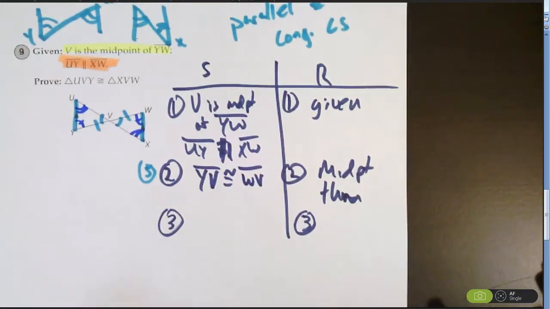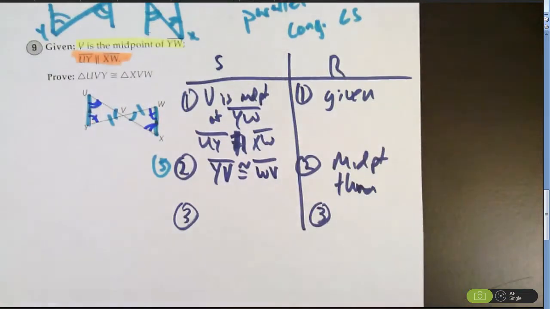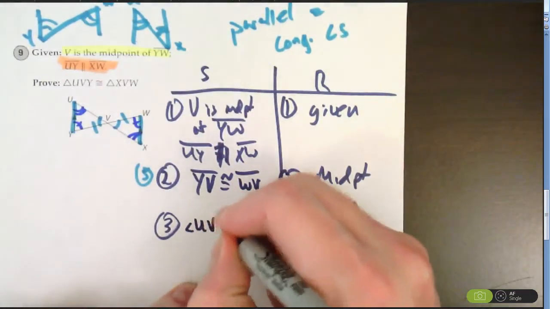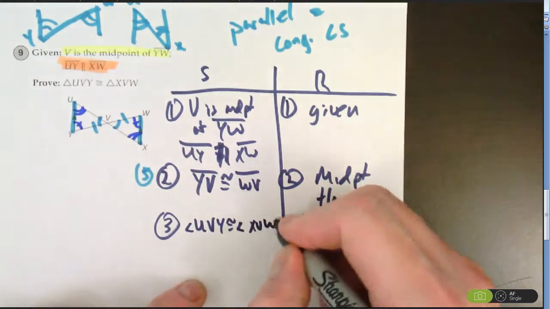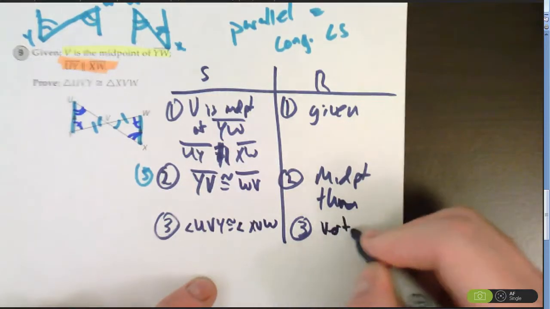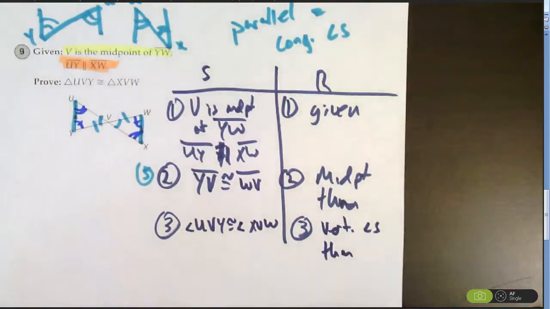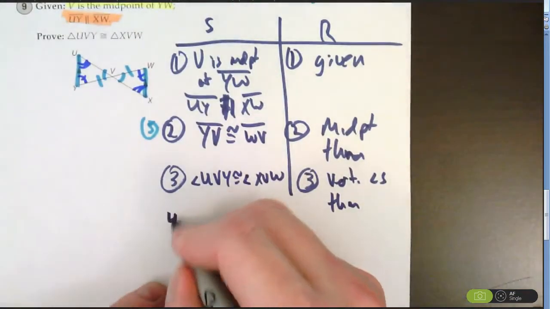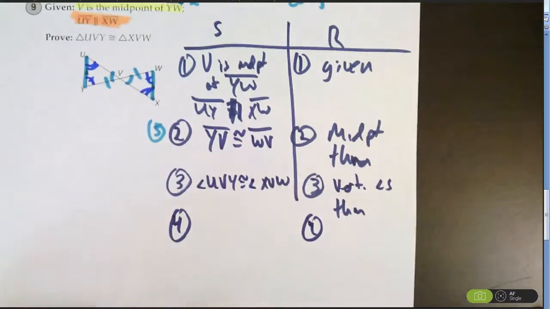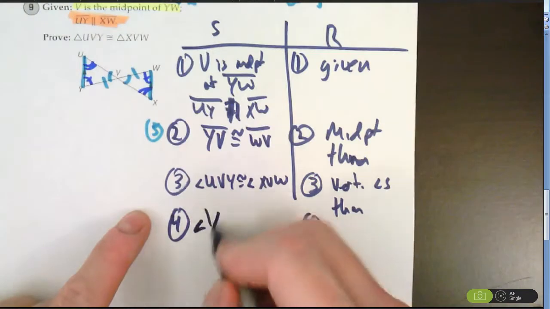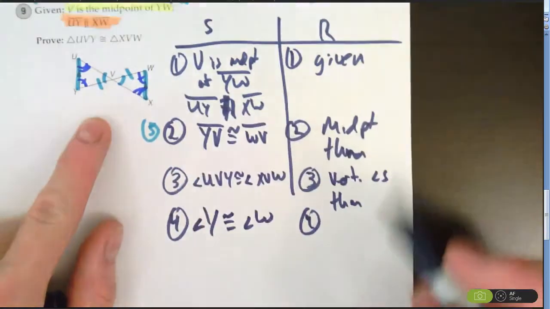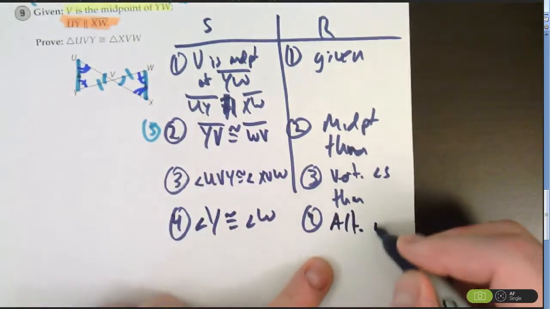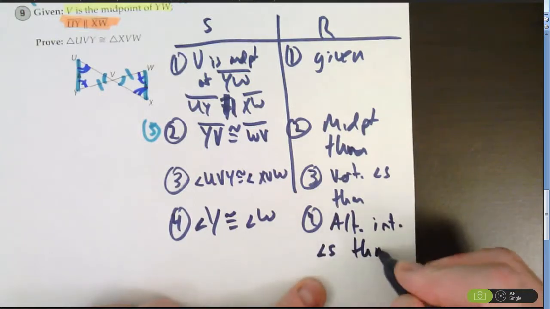So I'm going to say angle UVY is congruent to angle XVW. And that's the vertical angles theorem. Okay, and then 4, now that we got that knocked out, we have to use one of the pairs of alternate interior angles. Now I'm going to use Y and W for the first one. Angle Y is congruent to angle W. I can use the single letter name because there's no other angle Y, there's no other angle W. And that is the alternate interior angles theorem.